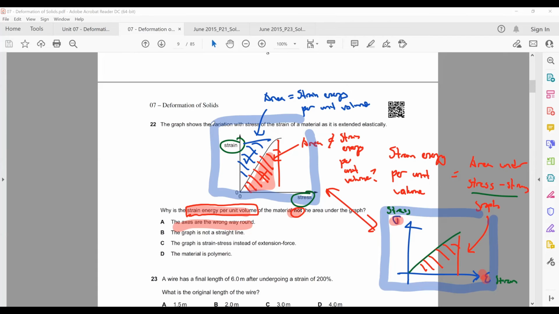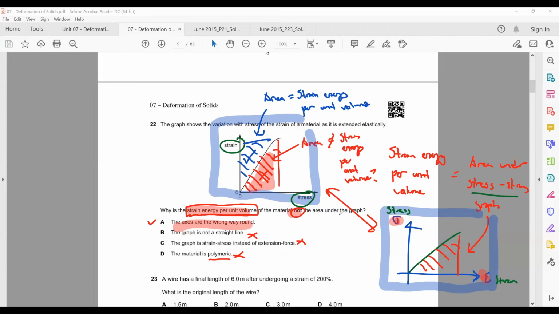So the other choice or answer, the graph is not a straight line. This one is wrong. The graph is strain stress instead of extension force. This is wrong. Material is polymeric. This is no longer in your syllabus. It won't be asked anymore, so don't bother about this. Polymeric is just a rubbery material. Rubber is a polymeric material. Okay. So B, C, D are wrong. The only answer is A, which is correct.